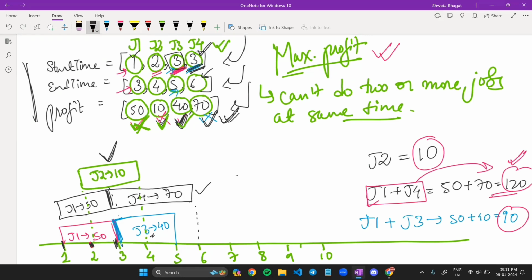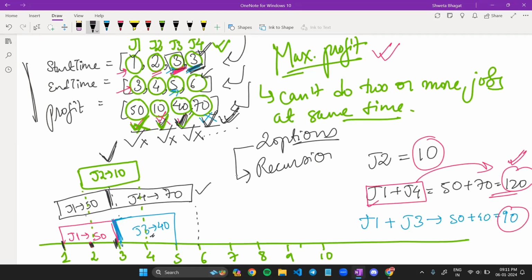Now, what would be our approach? So as you can see that for each of the jobs, we are having two options. What are those two options? Either I'm going to do this job or I'm not going to do this job. Similarly, either I'm going to do this job or I'm not going to do this job, and so on. So whenever we have options, we make use of recursion.